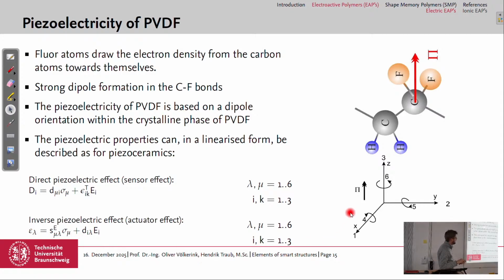And we use, again, the same coordinate system. So most of the time the polarization direction is the 3 direction. Therefore, we are using the D31 and D32 effect, the transversal effects.